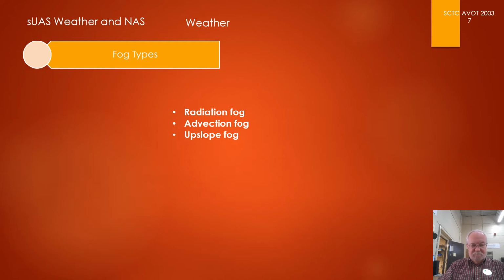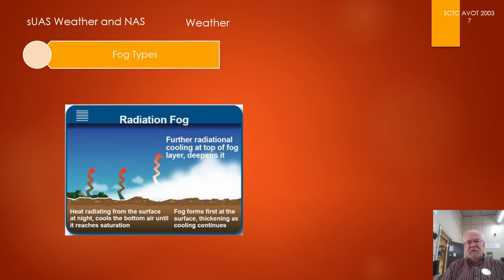And of course, we talked about that before. You can reach this in two ways. Either you add moisture to air to the point where it can no longer hold it, or you take air that has moisture and you cool it to the point where it can no longer hold that moisture. Those things are important to remember. So we have these three different kinds here: radiation, advection, upslope. Radiation fog is basically the kind of fog that's produced over a land area when the sun goes down.